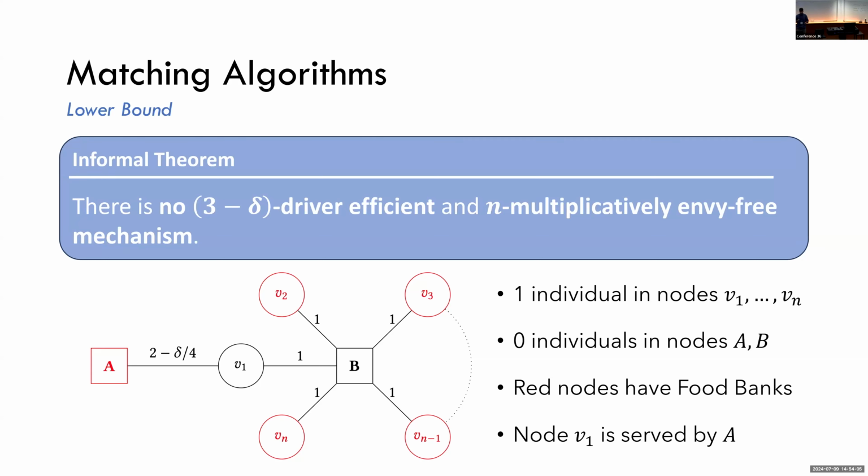And when a food delivery arrives, in order to be strictly better than 3 driver efficient, the only way that we can allocate the food delivery to food bank A is if both the origin and the destination are sampled to be at node V1, which happens with probability 1 over n squared. However, food bank A should have received 1 over n of the food deliveries. And this essentially proves that even in the offline problem, this lower bound still holds.